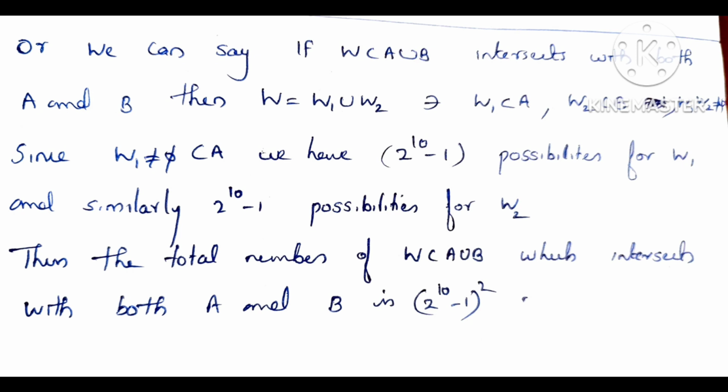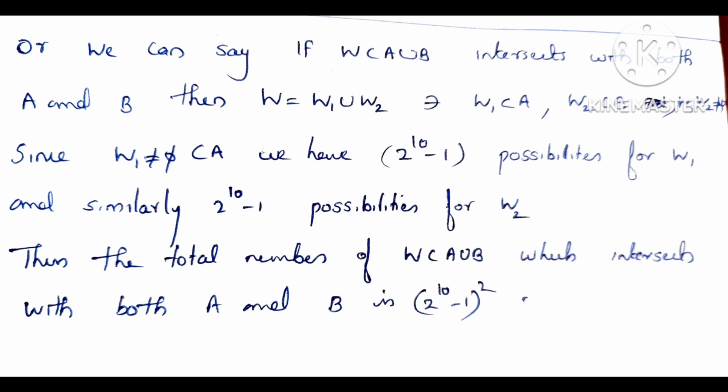And similarly there are 2 raised to 10 minus 1 possibilities for W2. So every subset W of A union B can be written as W equal to W1 union W2, where W1 is a subset of A and W2 is a subset of B, and vice versa. For any W1 subset of A and W2 subset of B, with W1, W2 not equal to the empty set, we have W equal to W1 union W2 intersects with A union B.